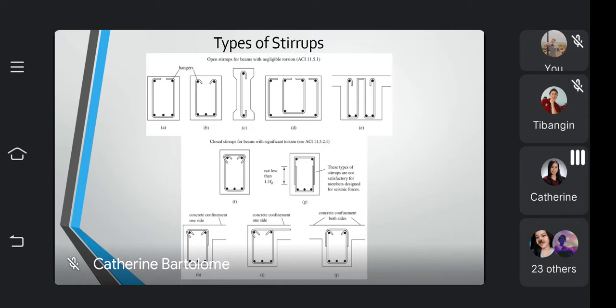And for figures F, I, and J, these are for concrete confinement on one side. You can do this in this manner, or you can extend the bar, just like this one. Or you can do this if your concrete is confined on both sides. So at least you will have an idea of the different types of stirrups.